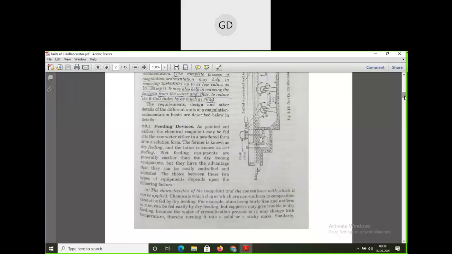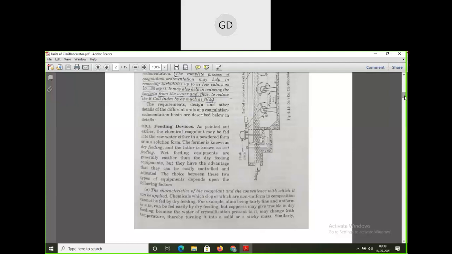So first of all, the feeding device will come. Just now I told you that in the feeding device you are putting the chemical coagulant in the raw water in two forms. Either you can put the coagulant in a powdered form, or you can put it in a solution form. If you put the coagulant in a powdered form, that is known as dry feeding, and if you put it in a solution form, that is known as wet feeding. So in a feeding device there are two mechanisms: dry feeding and wet feeding.